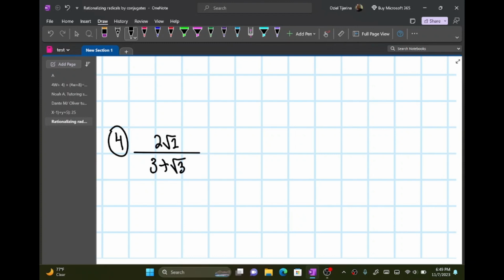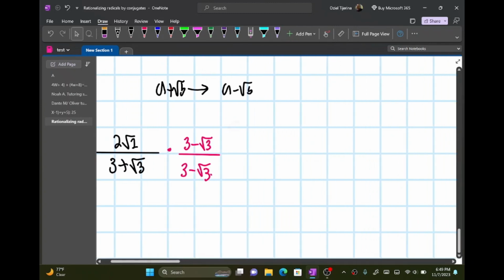Okay, and so here we're going to go ahead and just multiply times 3 minus the square root of 3 all over 3 minus the square root of 3. So again, we're doing that same thing about those conjugates. Remember, a plus square root b, the conjugate will be a minus square root b. So they're basically conjugates of each other, right?